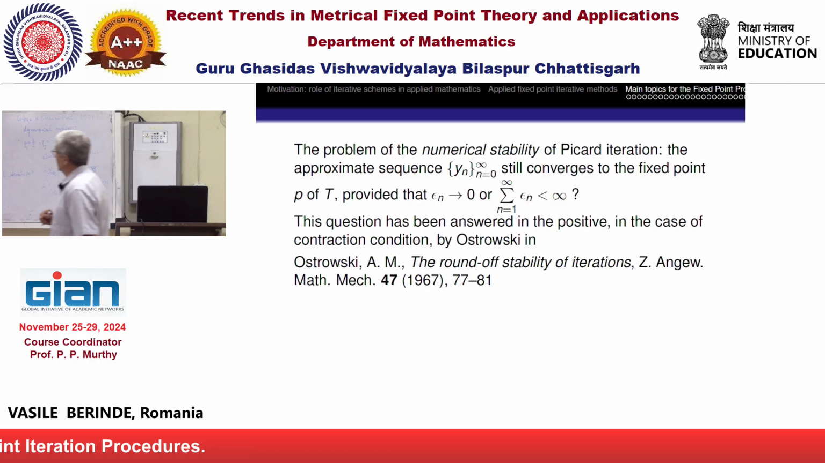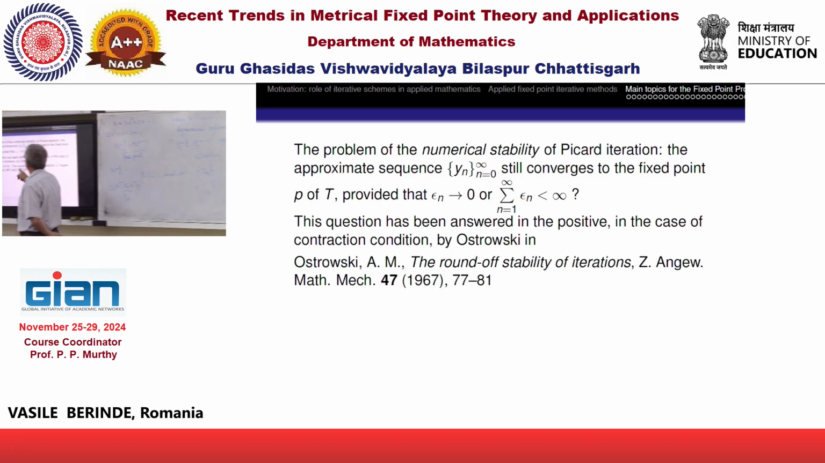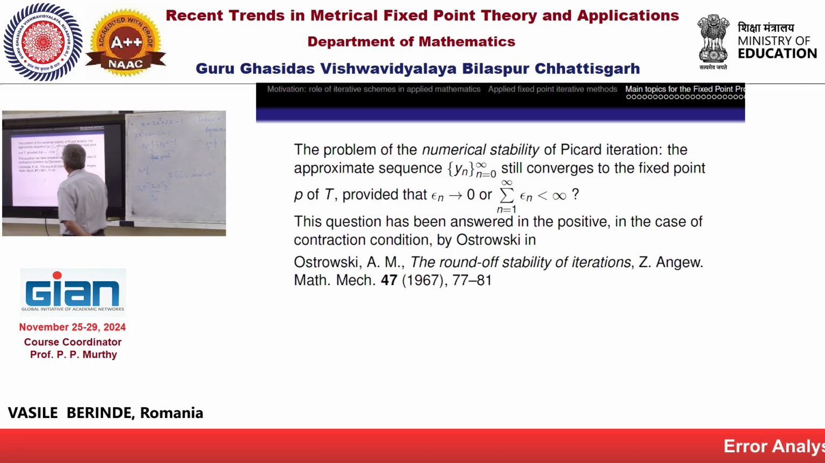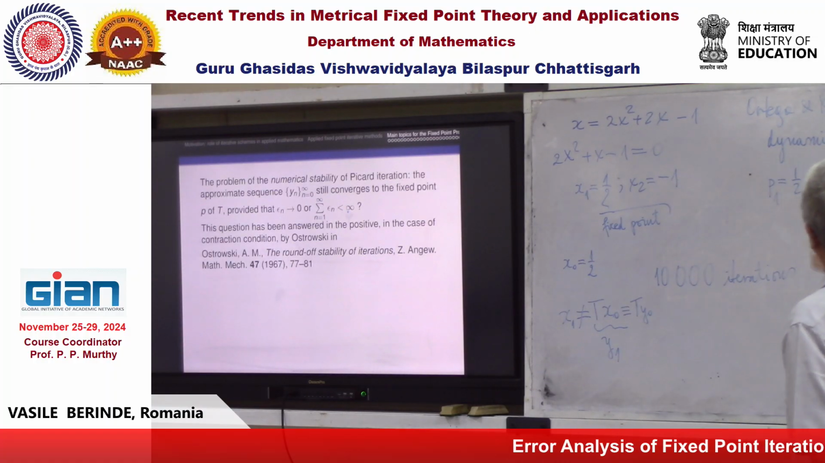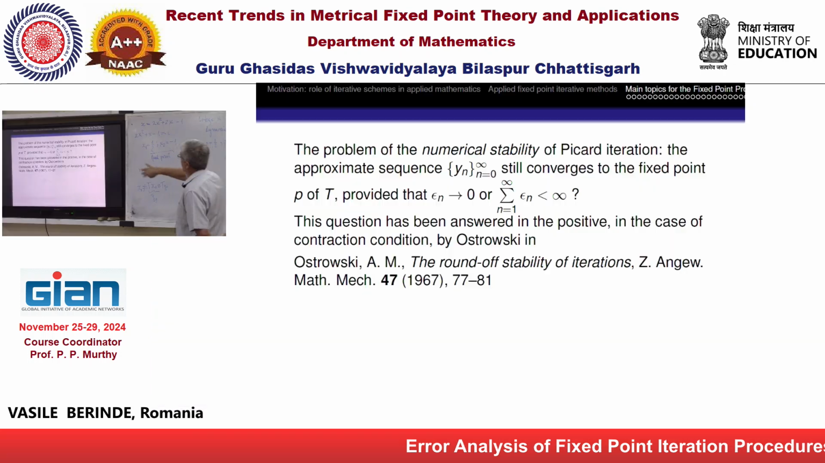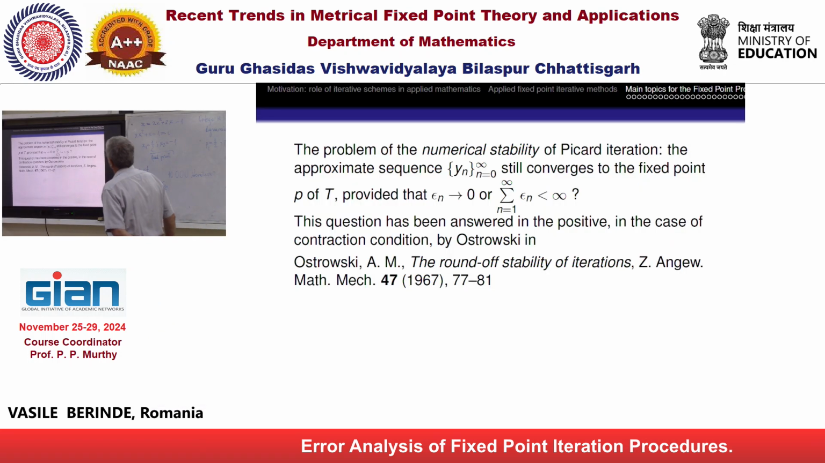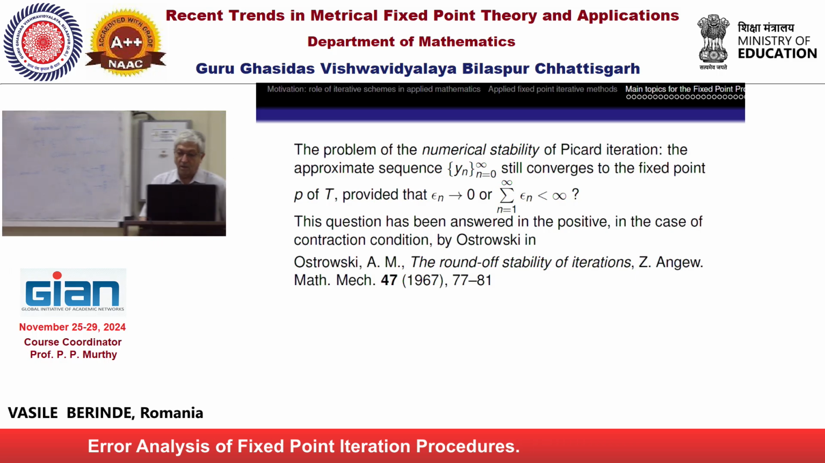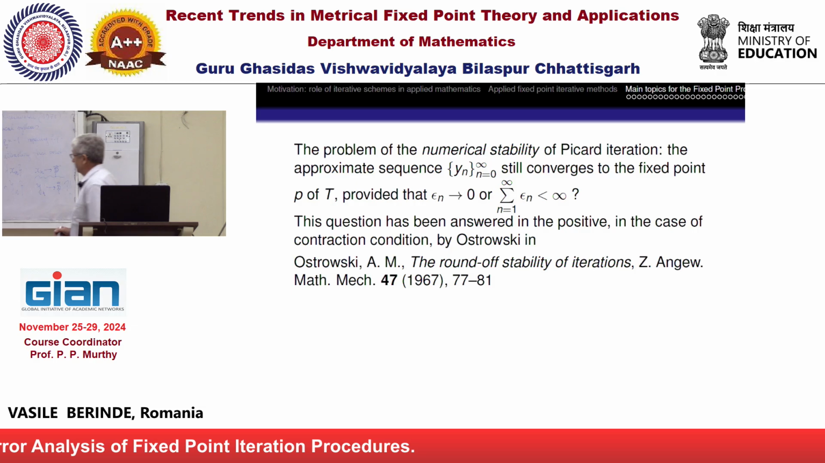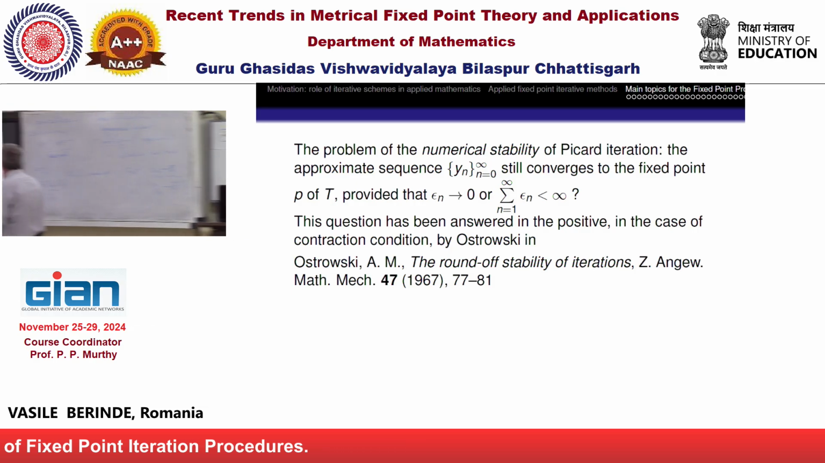This first question for Banach contraction has been answered by a mathematician called Ostrowski. You can see even the title is suggesting what it is about: the round-off stability of iterations. He actually first introduced this term of round-off errors. And he proved that the Picard iteration, I'll show you here.